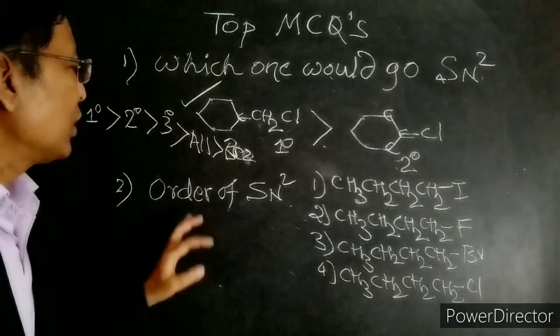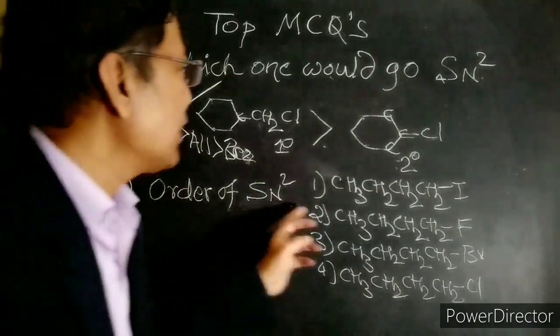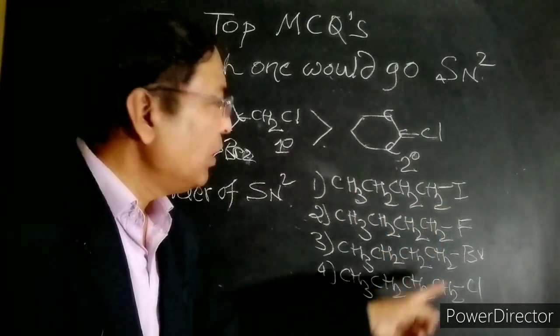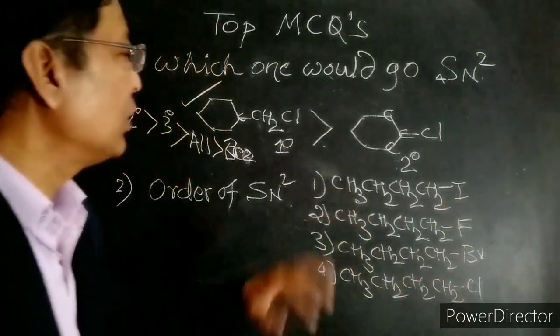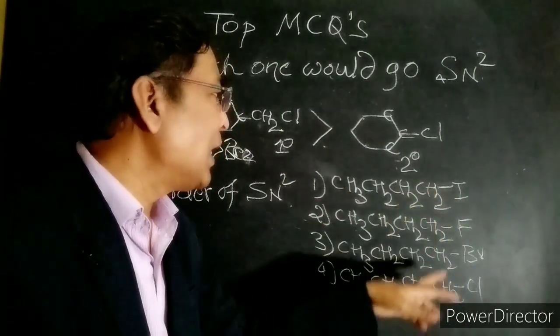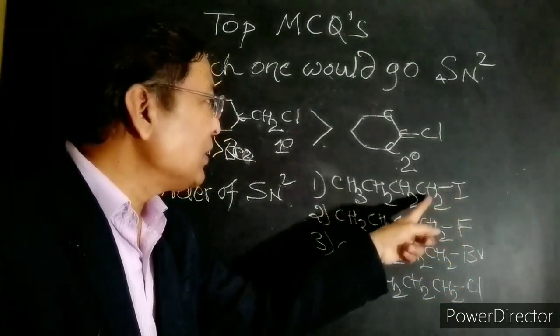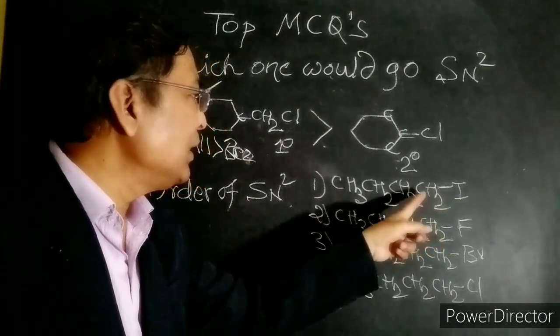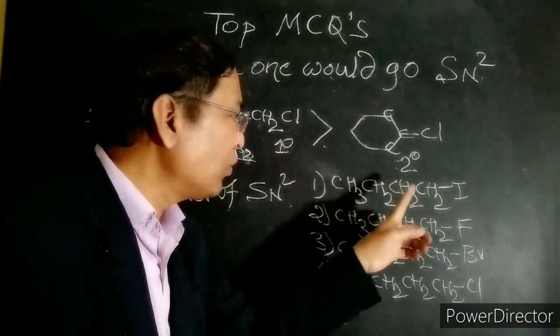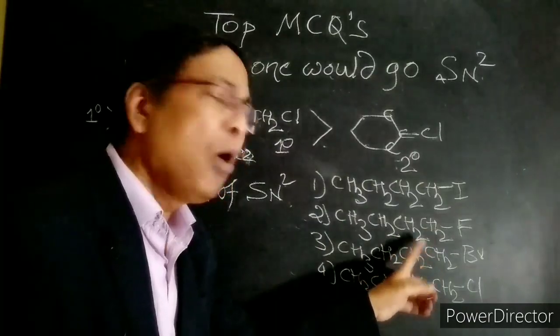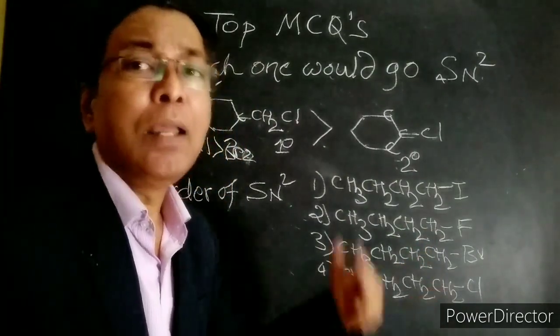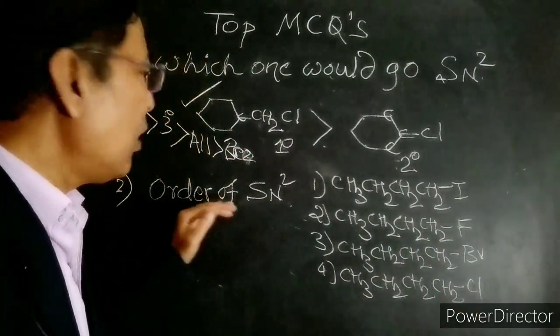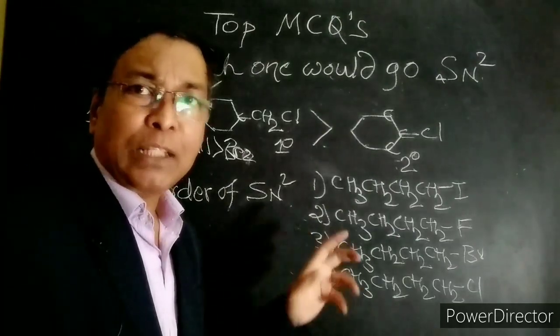Now, the second question: what is the order of SN2 reaction in these molecules? If you observe all these four molecules, they are primary alkyl halides because the halogen atom is attached to a carbon, and that carbon is attached to only one more carbon atom. Therefore, this is primary, this is also primary, all are primary alkyl halides. Then, how to decide the order of SN2 reactivity?